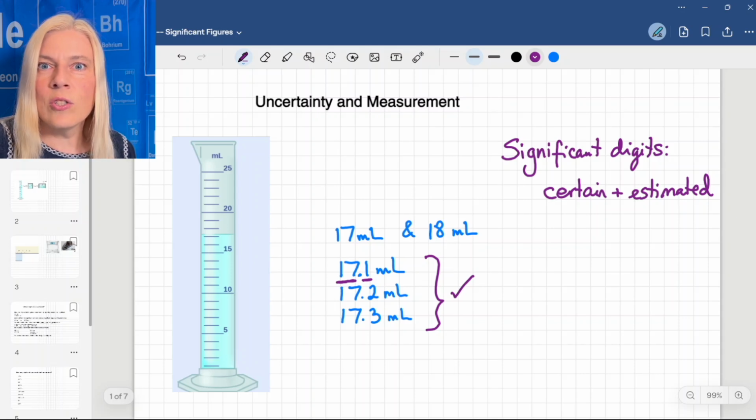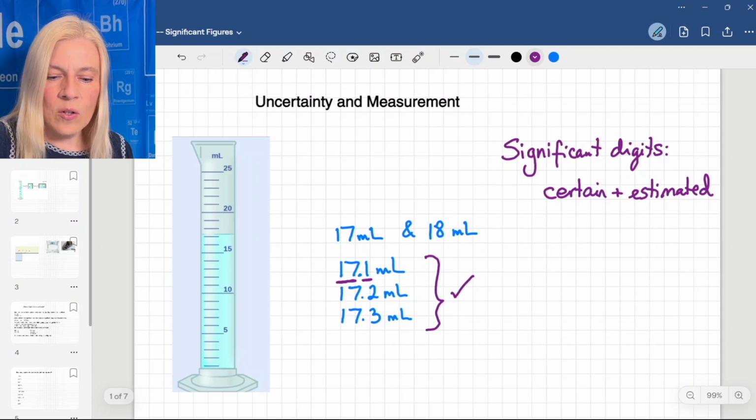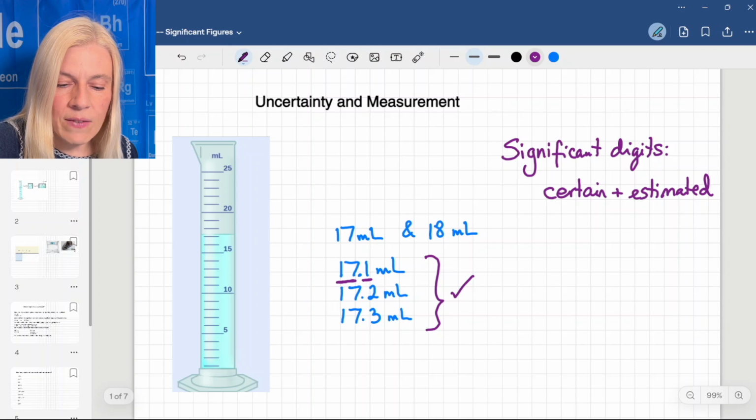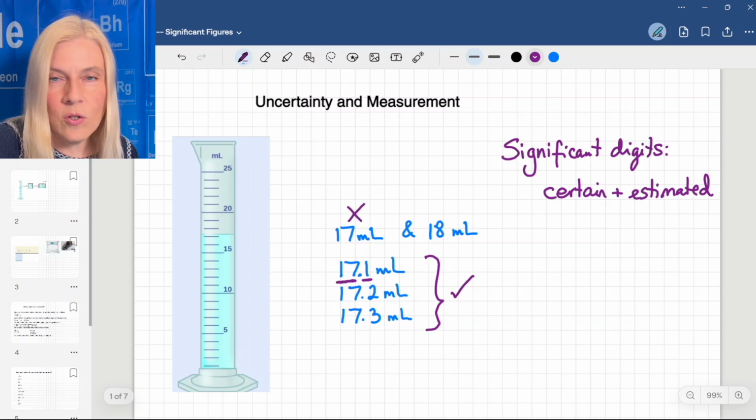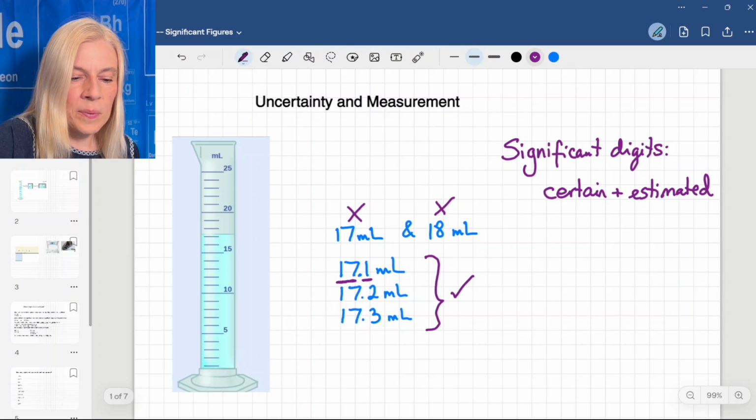So when you report your measurement, you have to say what you are certain of and what you estimate. And that gives your reader a very good idea of what equipment you are using. Okay? So all of these are correct. Saying it's 17 is not good because you know it's a little bit more than 17. Saying 18 is not good because you know it's less than 18. So right here, our estimated digit will be the tenths place of the decimal. Okay, ready? A little bit more.